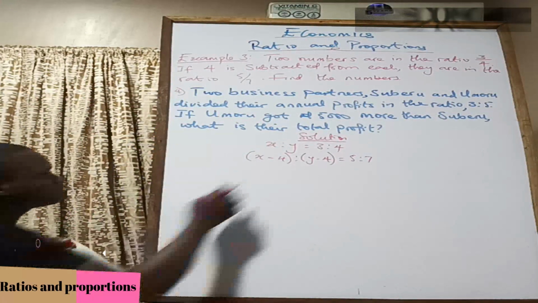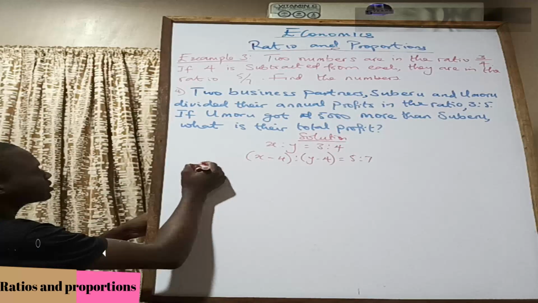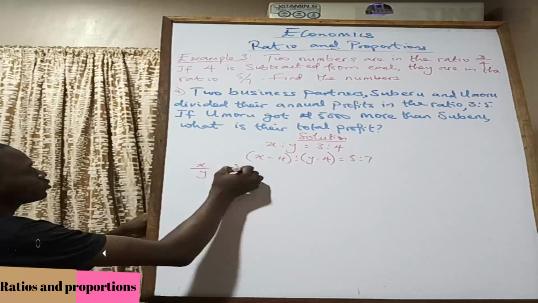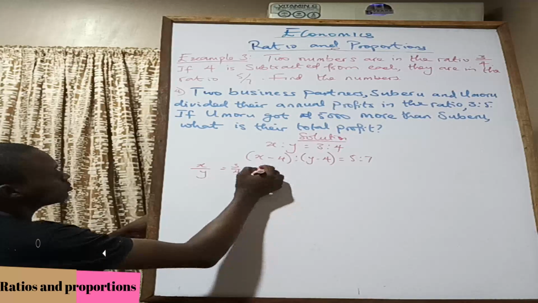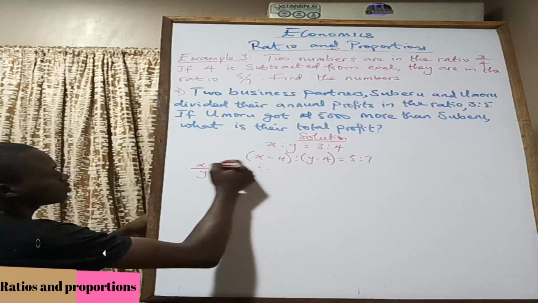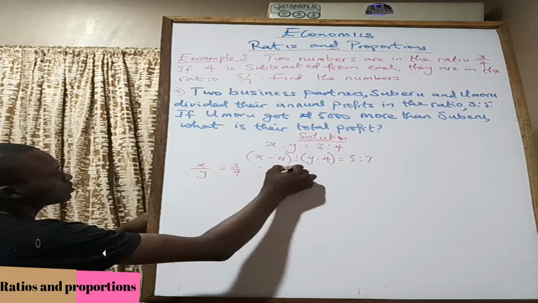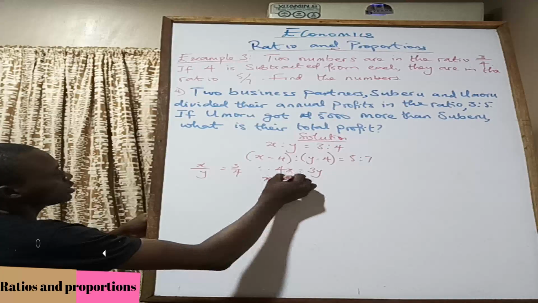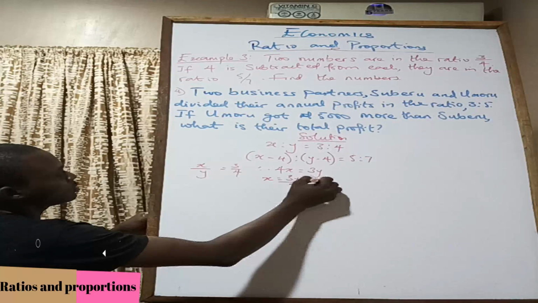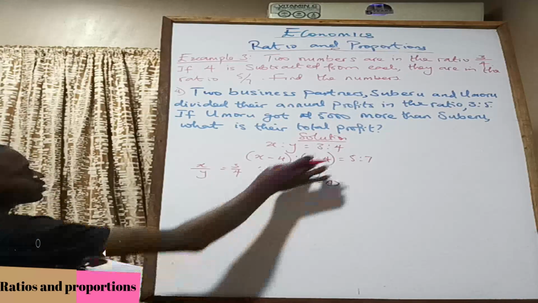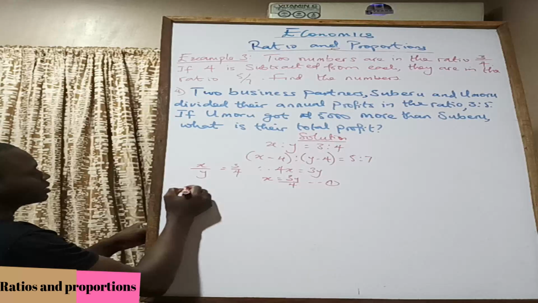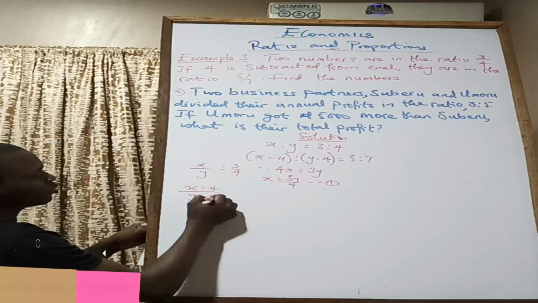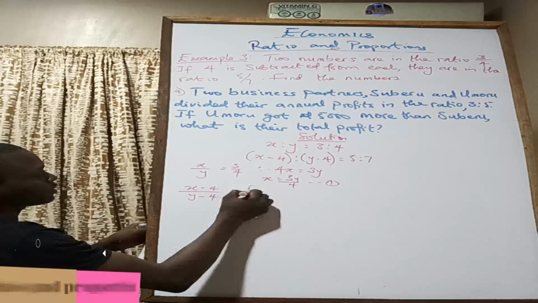Okay, now let's break it down. From here, x over y equals 3 over 4. So from this place, 4x, x times 4, equals 3y, and x equals 3y divided by 4. I keep this one somewhere as equation 1. Then in this place, x minus 4 divided by y minus 4 equals 5 over 7.